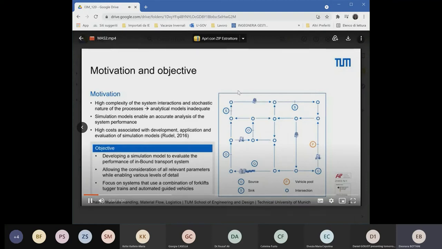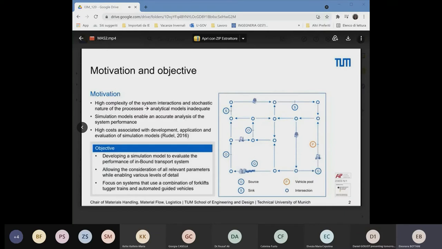System interactions and the stochastic nature of its processes. Analytical designing methods are either inaccurate or demand a great computing effort. Simulation methods, on the other hand, allow the consideration of a large range of factors, such as order assignment and routing strategies, vehicle interactions, stochastic fluctuations of the processes, and so on. In doing so, they enable an accurate analysis of the system performance and provide a decision-making basis for optimization measures in practice.